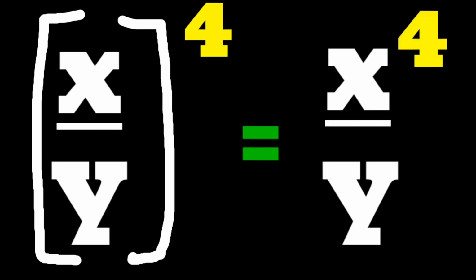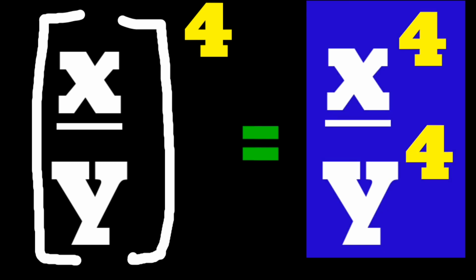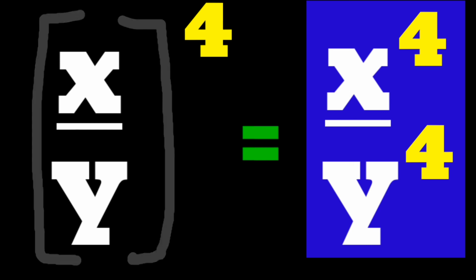Example 1. The quantity x over y raised to the fourth power, raise 4 to both the numerator and the denominator. So the final answer is x to the fourth over y to the fourth power.